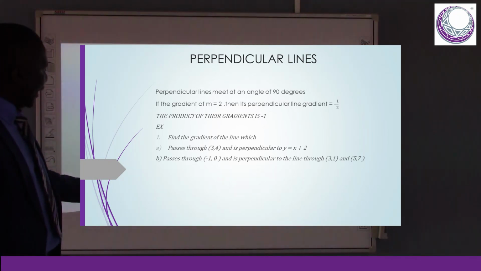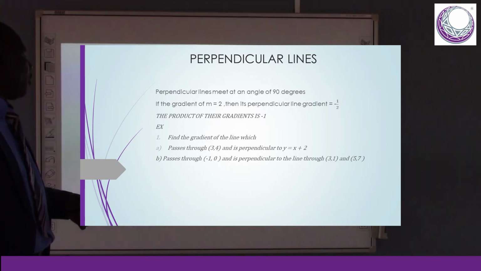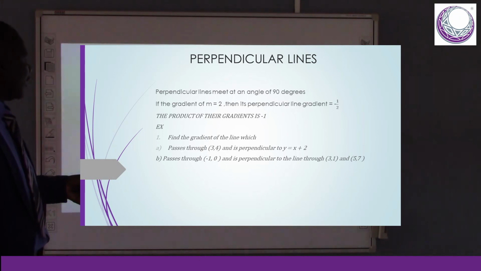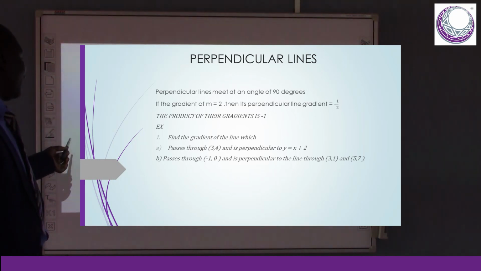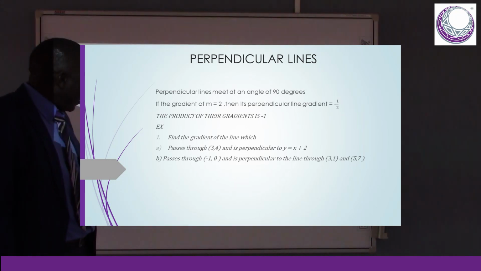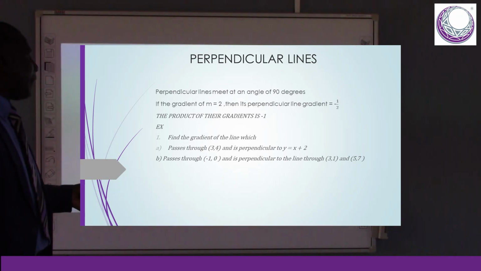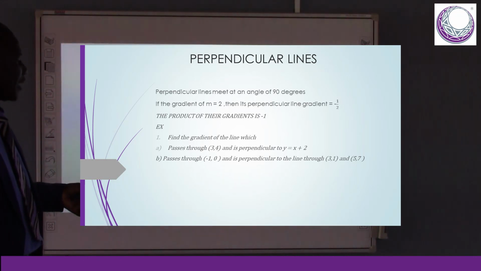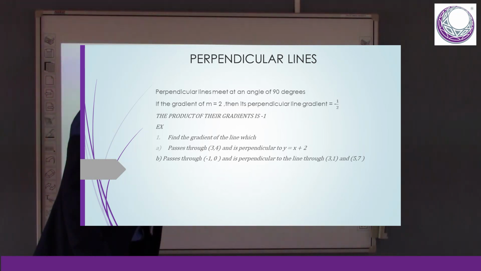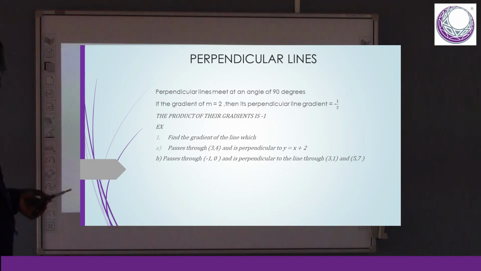So you are now going to be using this particular point using the formula that we have been using before, in the form y equals mx plus c. And that will enable you to find the equation of the line which passes through the point 3, 4 and is perpendicular to the line y equals x plus 2. So the gradient of this line is 1. And what about its perpendicular line? It has to be minus 1.